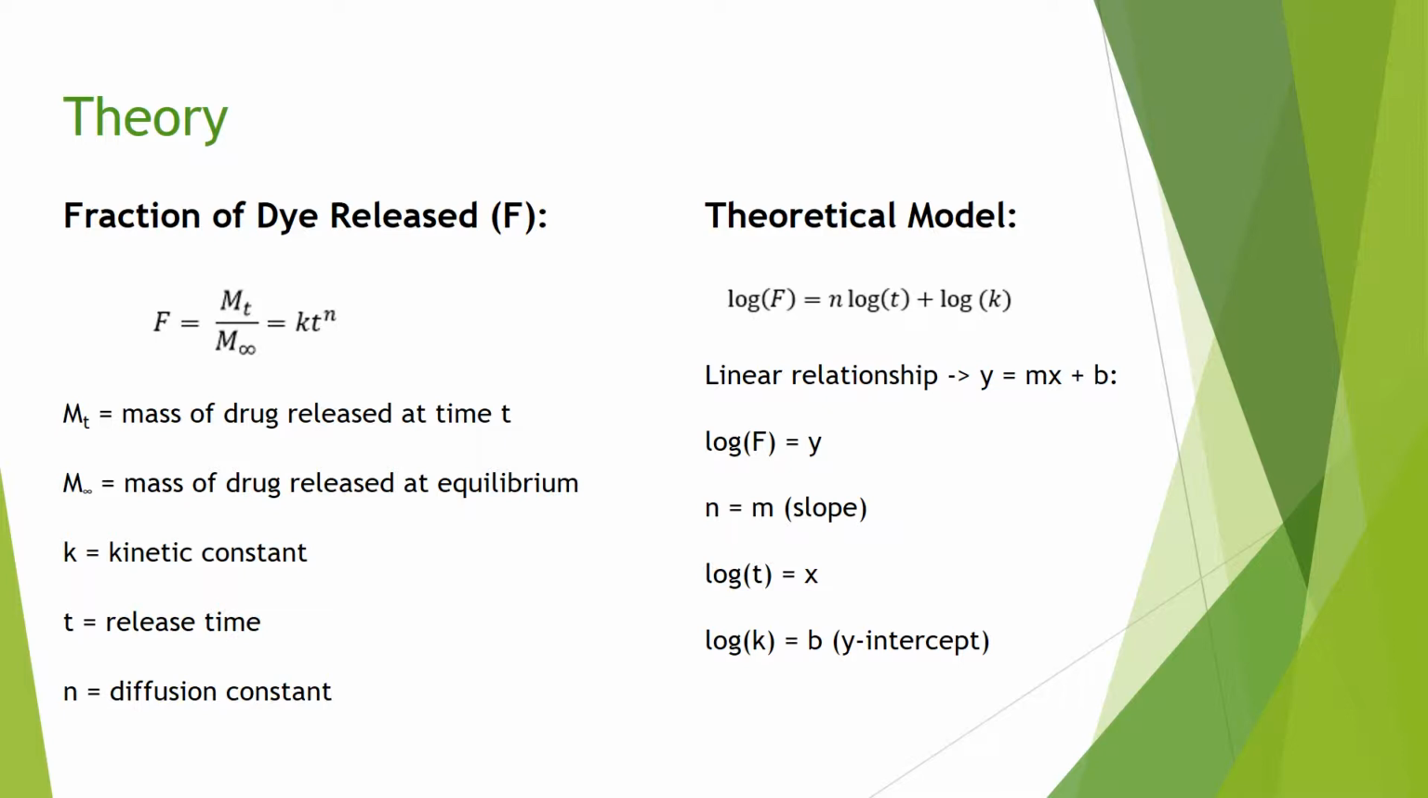The equation can be rearranged into log F equals n times log t plus log k to solve for the diffusion parameters. Plotting log F versus log t yields a linear function in which the diffusion constant n and kinetic constant k can be determined from the slope and y-intercept, respectively.